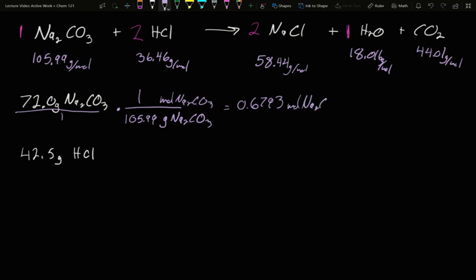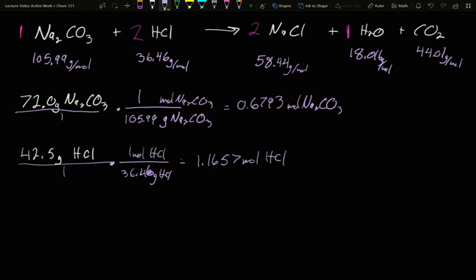Mole of Na2CO3. And if I do that for my hydrogen chloride, well, it is 36.46 grams of HCl in 1 mole of HCl. And so we find this is 1.1657 mole of HCl. And so at the moment, I have found moles of my starting materials.